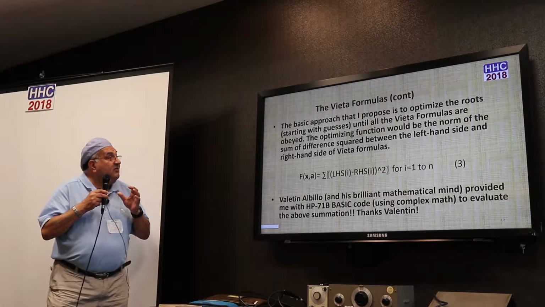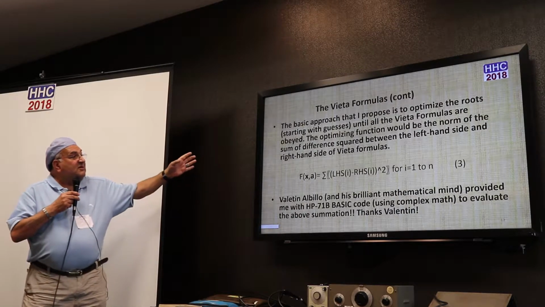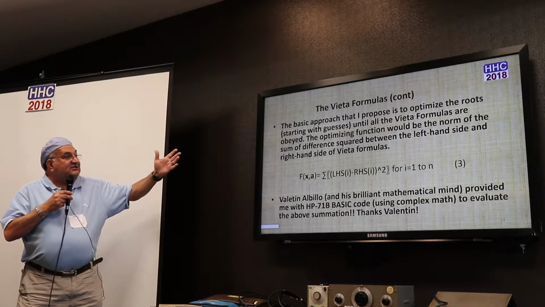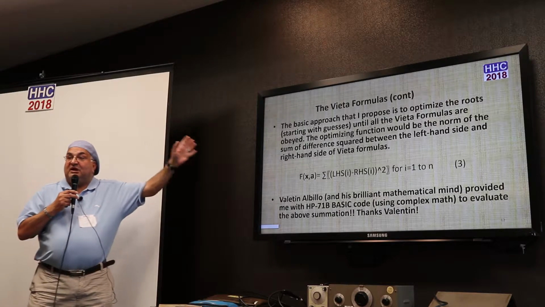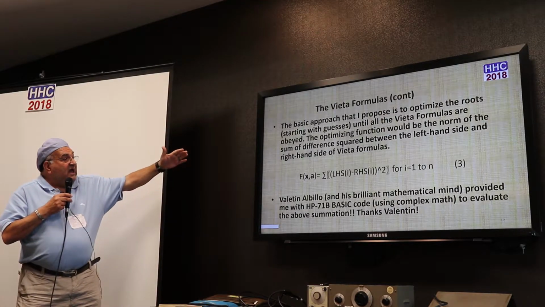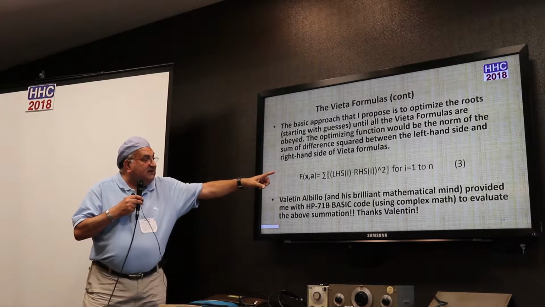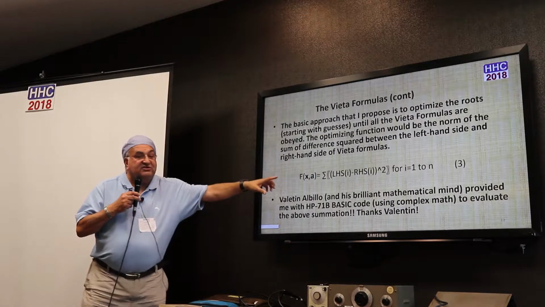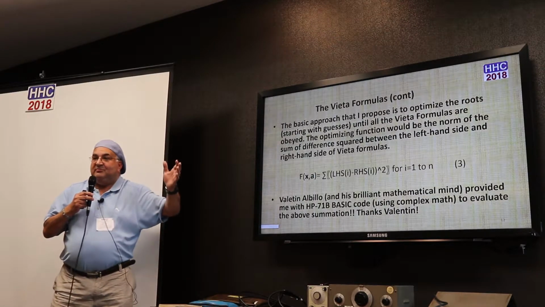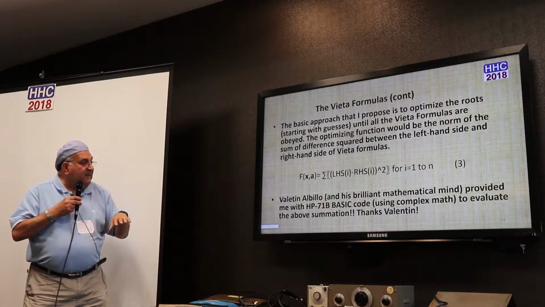Now, the basic approach I propose is to optimize the roots starting with guesses, until all the Vieta formulas are fulfilled, obeyed. And so equation 3 shows the left-hand side minus the right-hand side squared, and I add them. And basically, I need to optimize this.